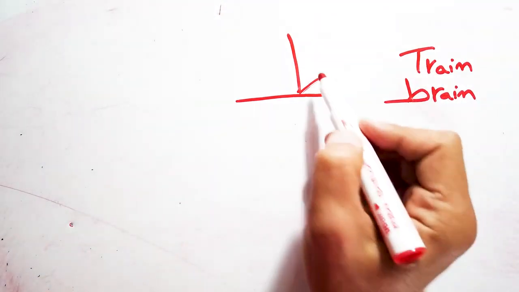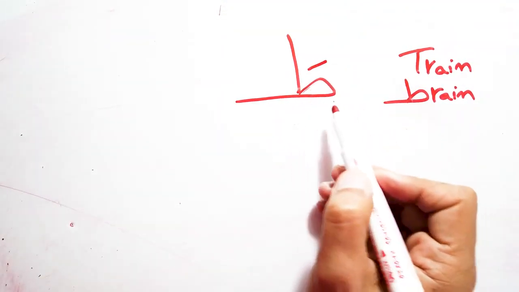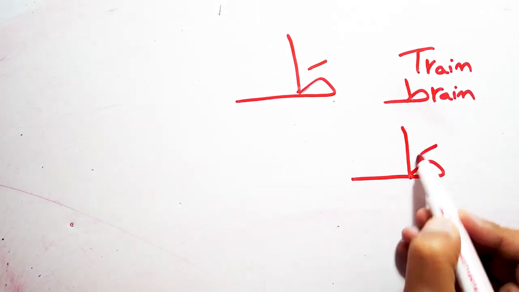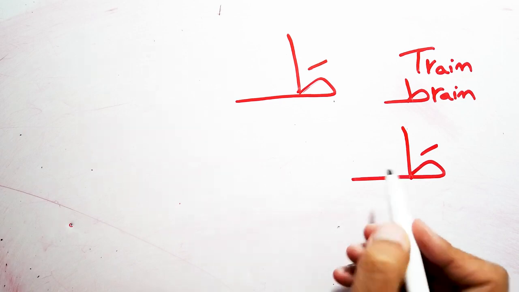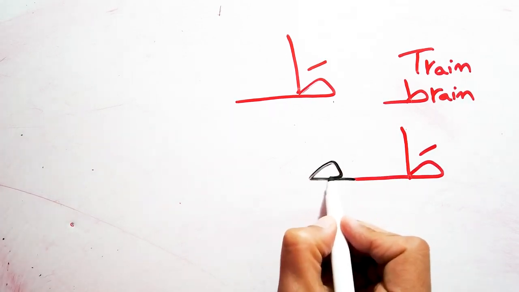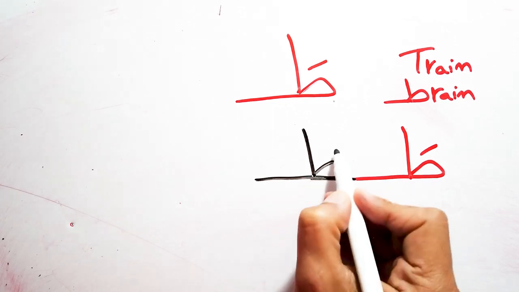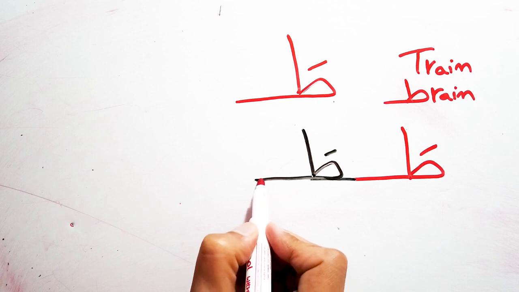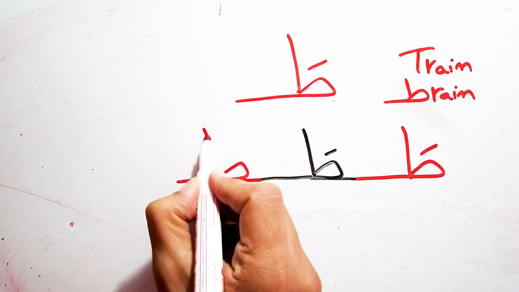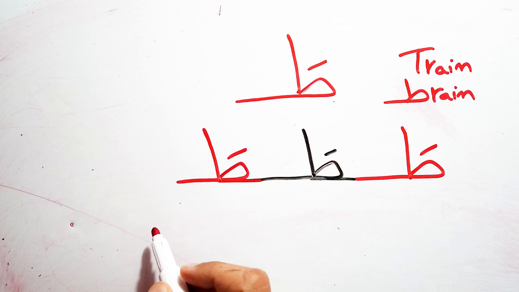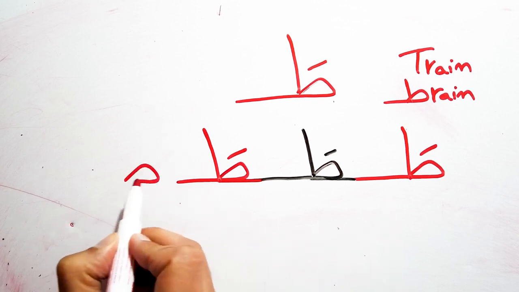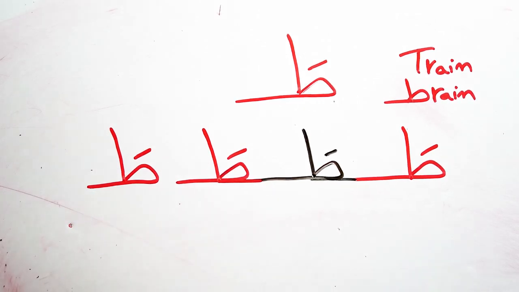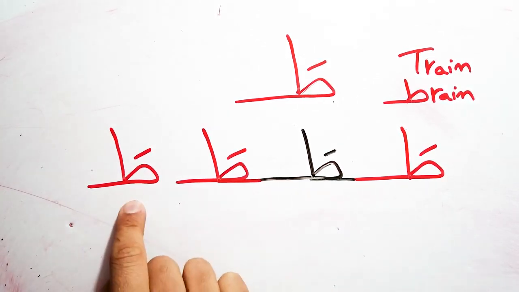Okay, let's add this mark on the top. Ta. Ta in the beginning of the word. Ta in the middle of the word. Ta in the end of the word. And the ta in the end of the word can be like this one here. This one when it is connected to the previous one, and this one when it is separated.